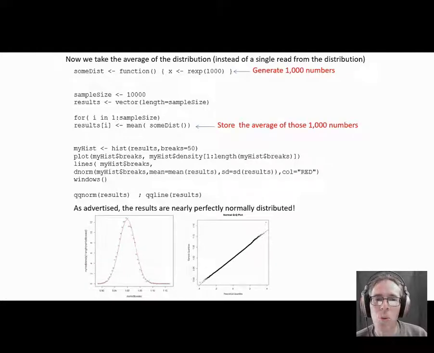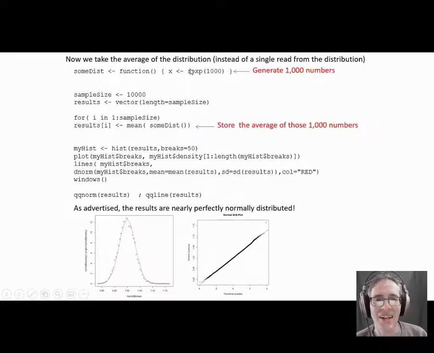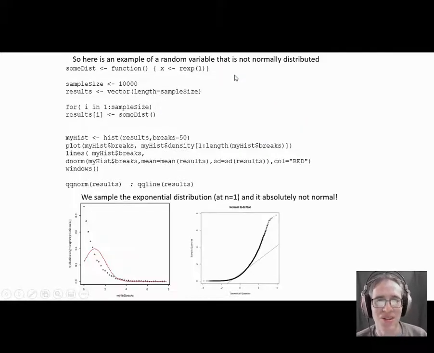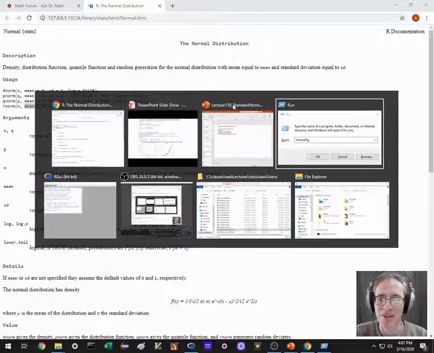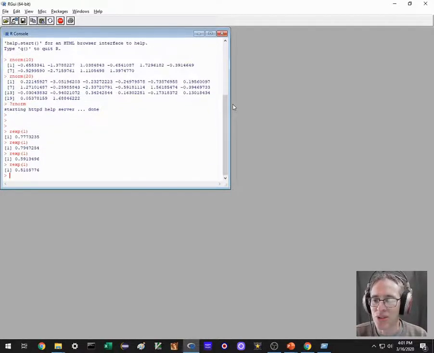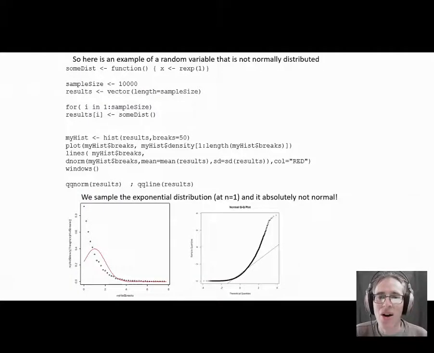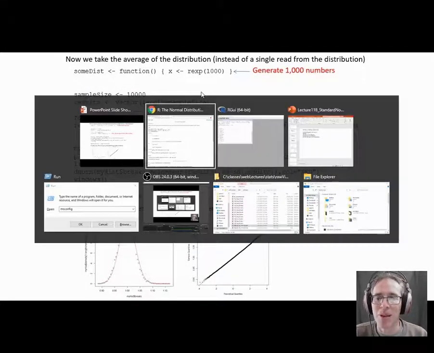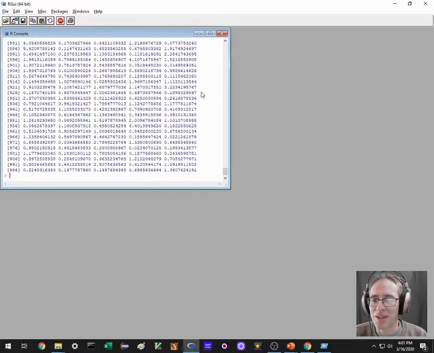But if I just make one change to this code, or two changes to this code, really. The first change is, instead of just sampling the exponential distribution once, I sample it 1,000 times, right? So rexp 1, we go to our rexp here. If I say rexp 1, I'm sampling the exponential distribution one time with whatever the default parameters are. If I say rexp 1,000, I'm sampling that exponential distribution 1,000 times, okay?